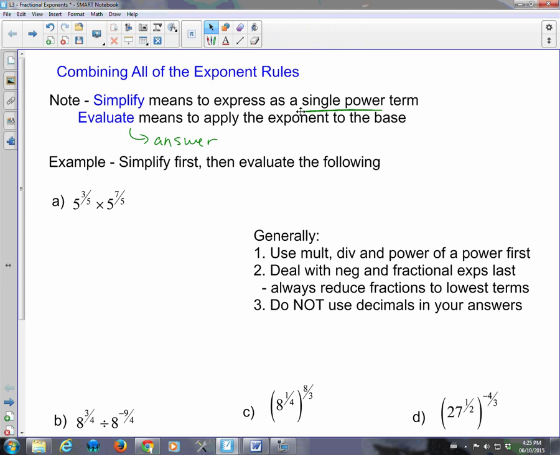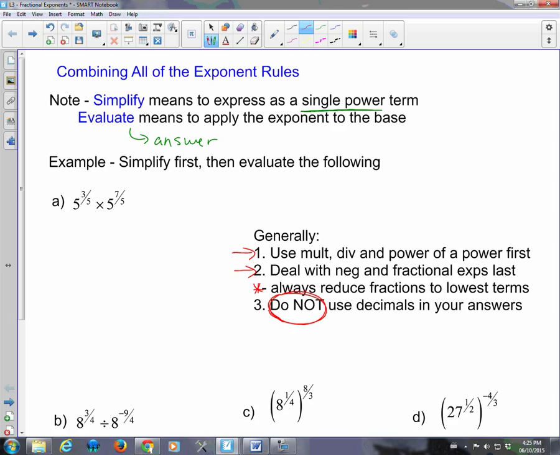Same rules apply here as we talked about before. Use multiplication, division, power rule first. Deal with negative exponents always last. When we're dealing with fractions, you want to always leave your answer in lowest terms. And do not use decimals in your answer.